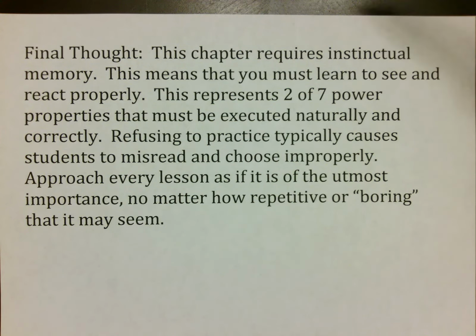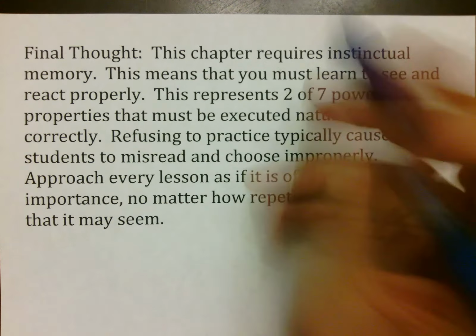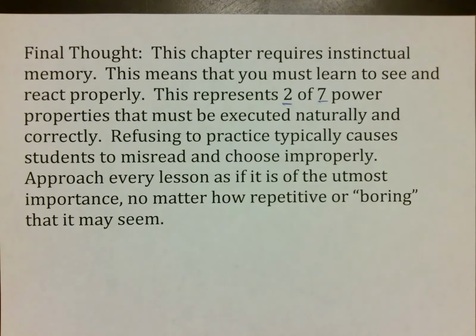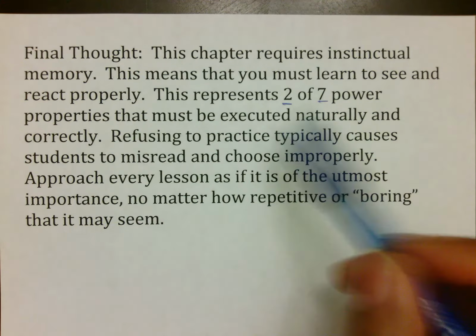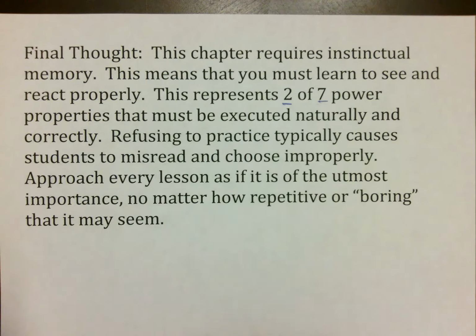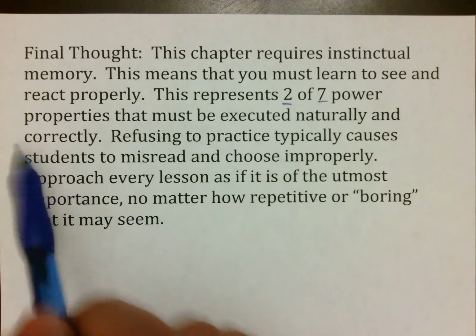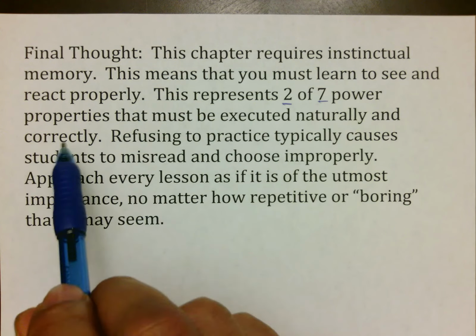This chapter requires instinctual memory. What that means is you have to memorize it, work to memorize it, but not only that, you have to make sure that you know exactly what to do when you see what you see. Because this represents 2 sections, or 2 properties out of 7, and those things have to be executed naturally and correctly. What that means is you see something, you naturally know what you're supposed to do, and you correctly execute it. That is where we need to be.